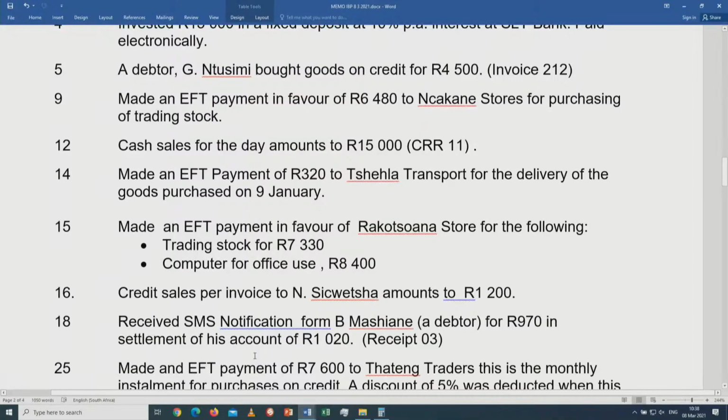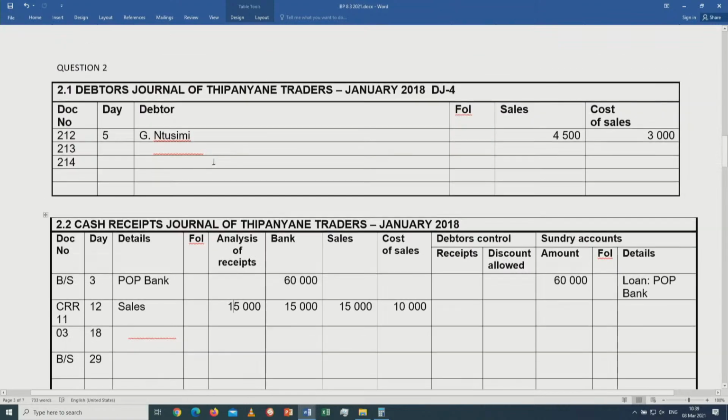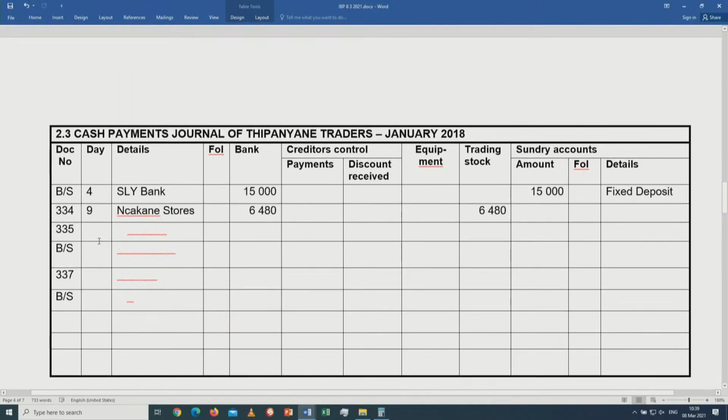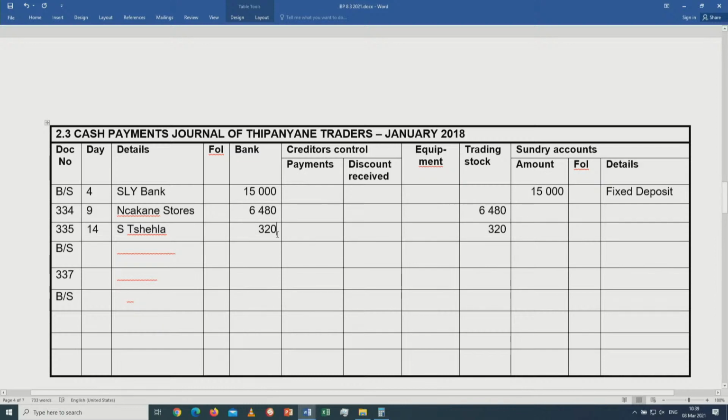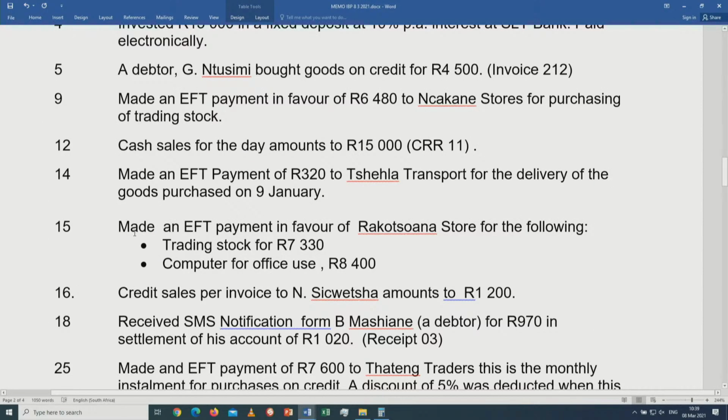The next transaction on the 14th: made an EFT payment of 320 to Tehla Transport for the delivery of goods that was purchased on the 9th. What did you do? Receive or paid? You paid. So you need to go to your cash payment journal. Here is the cash payment journal. This is how you're going to record the transaction as Tehla. What did you pay Tehla 320 for? It was for the delivery of stock. Therefore, it affects our trading stock, and then we have 320. All right. Then let's move to the next transaction.